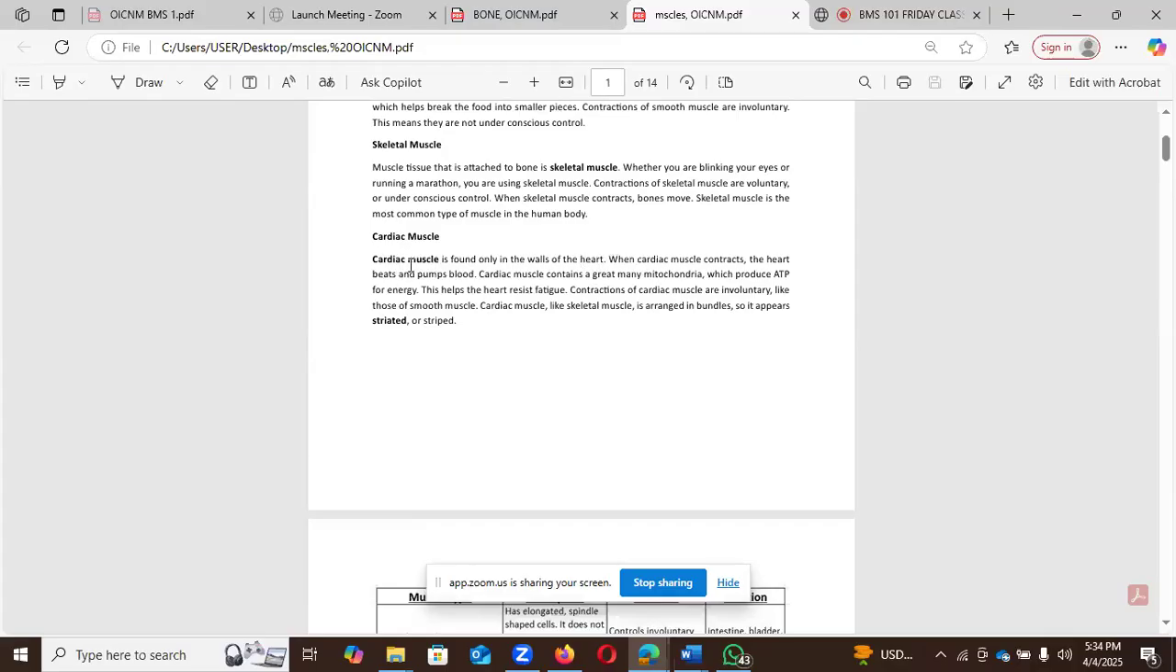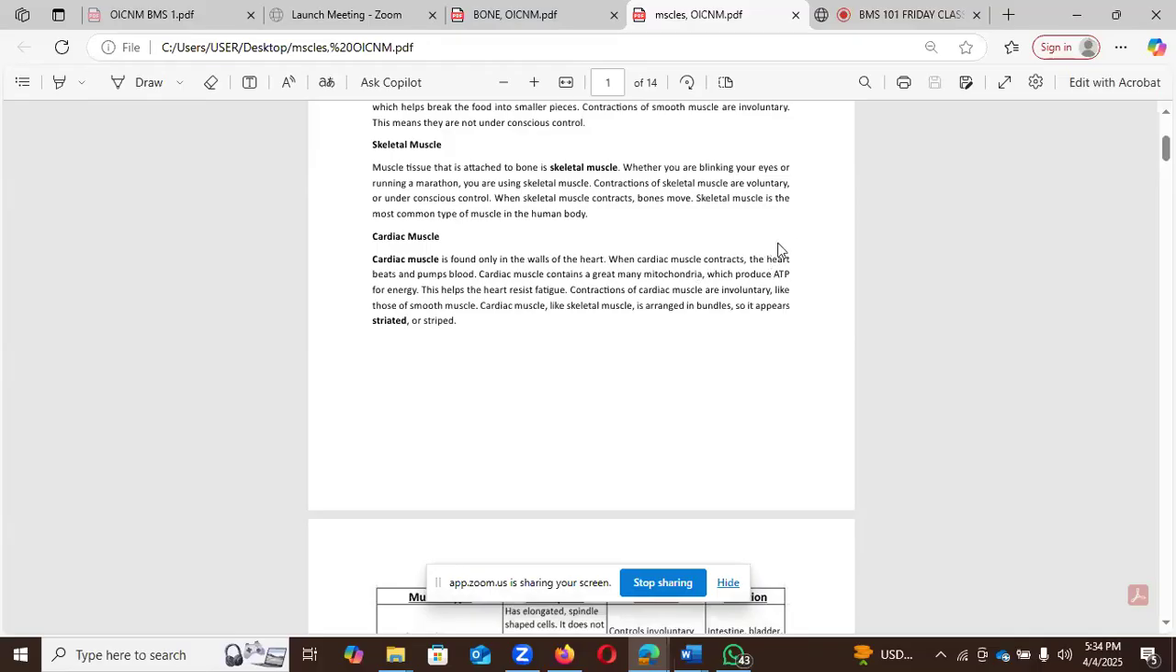Last week I told you that cardiac means heart. Vascular means blood vessel. So when you see cardiac muscle, it is muscles of the heart. Cardiac muscle can also contract and relax. So when it contracts and relaxes, it brings about what? Heartbeat.